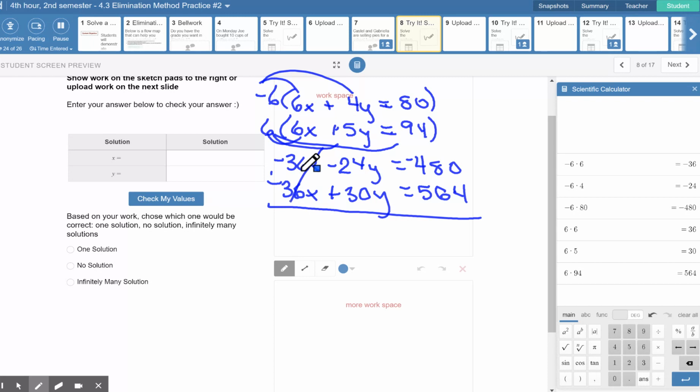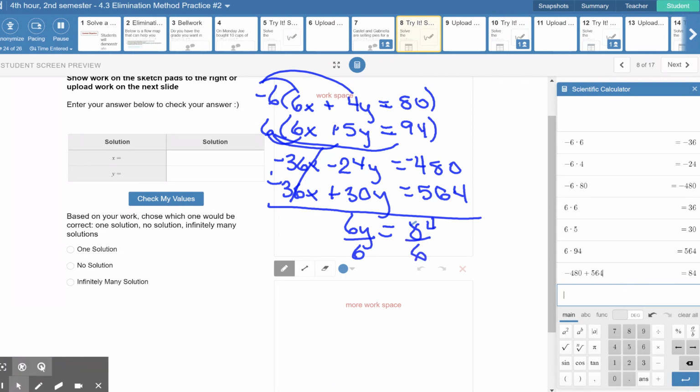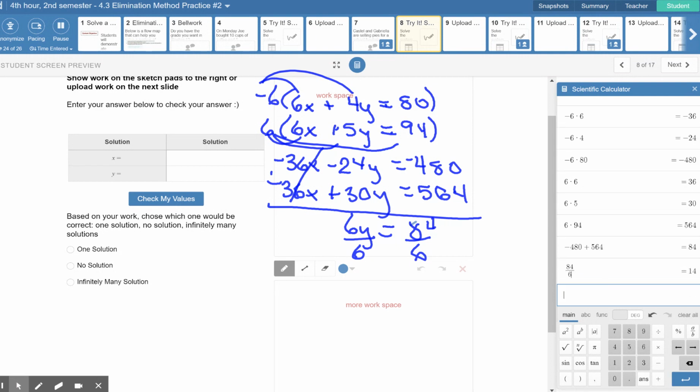So the x's go away. We're left with 6y. And then make sure you use the calculator, especially for these bigger numbers. -480 plus 564 gets you 84. Divide by 6. So 84 divided by 6 gets you 14. So lemon meringue will be $14. Plug that back in.